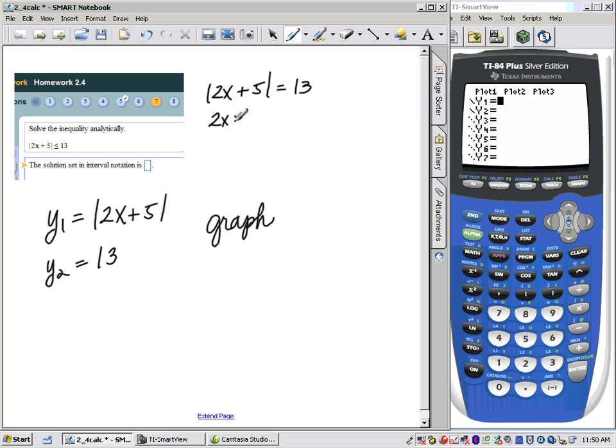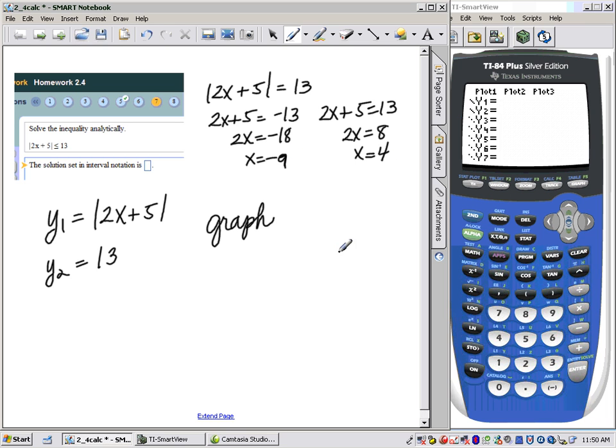But let's just recall we had what? 2x plus 5 is equal to negative 13, or 2x plus 5 is equal to 13. So quickly here we found that 2x was negative 18, so x is negative 9. Or if we subtract 5 from 13, we get 2x equals 8, so x was 4. So we had as our solutions negative 9 and 4.